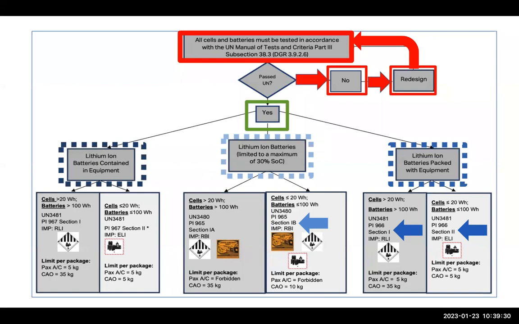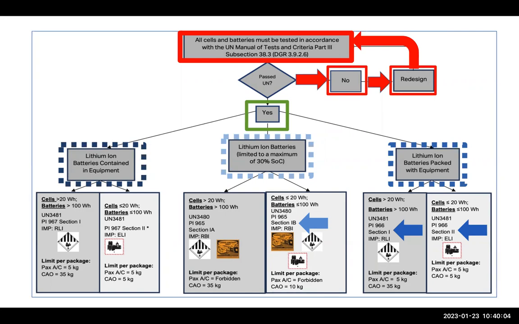All right, so let's start with section 1B. The watt-hour rating should be equal to or less than 20 watt-hour rating. The lithium-ion batteries should have a watt-hour rating which is equal to or less than 100 watt-hour rating. The UN number is 3480. The packing instruction is 965. The IMP code is Romeo, Bravo, India. We need to observe the quantity limit per package.